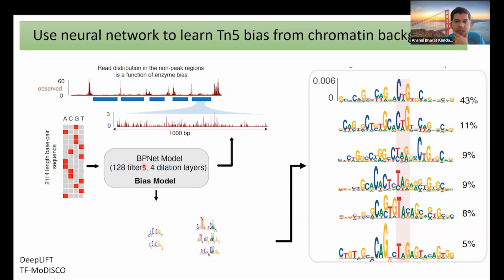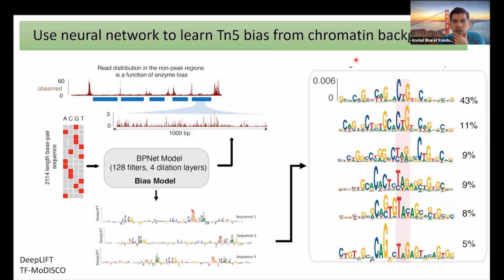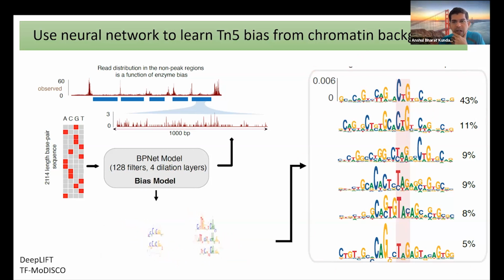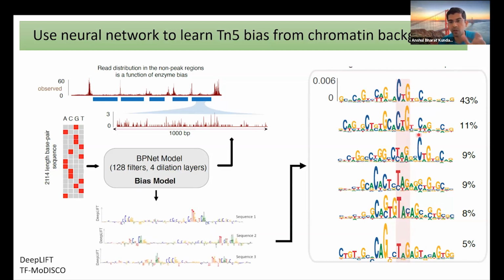And when you do that, you see that, at least for ATAC-seq, if you interpret what we call the background model, the bias model, you learn a collection of different, really well-defined motifs. Many of these are, at least the first one that you see right here, which accounts for about 43% of the instances that you see in the genome, the classical Tn5 motif that people have seen before when they construct position weight matrices. But the story is more complicated.